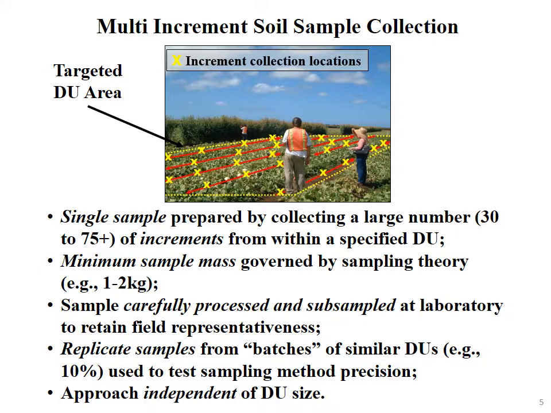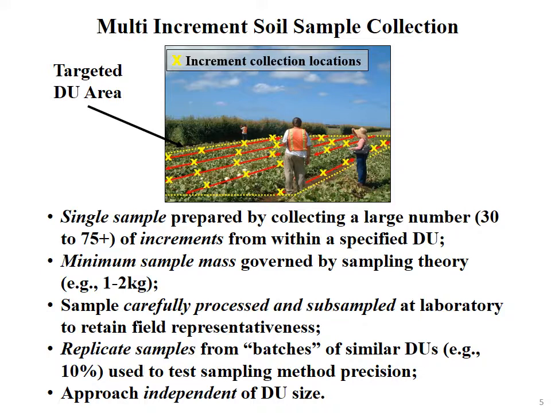This approach is independent of the size of the DU. If it's the size of your cubicle or your table, or several thousand acres or a 100-acre field, the same sampling theory rules govern. You collect a single sample from a minimum of 30 to 75 points, minimum sample mass 1 to 2 kilograms. So again, the key point is how you designate the DUs. The sampling part actually becomes pretty simple, at least in concept. Logistics may be a little bit more complicated.